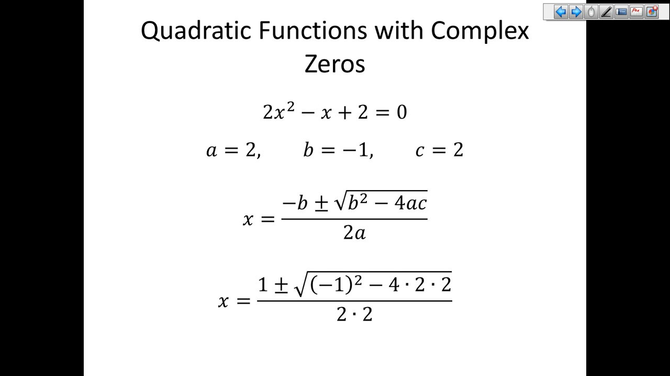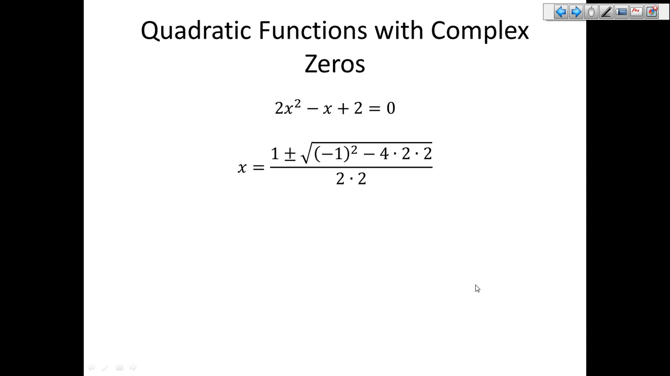Here's what it looks like. Negative b is actually a positive value now. Since b is negative 1, negative b is a positive 1. When you square it in here, it really doesn't matter whether you include that negative or not, because that square is going to make it positive.